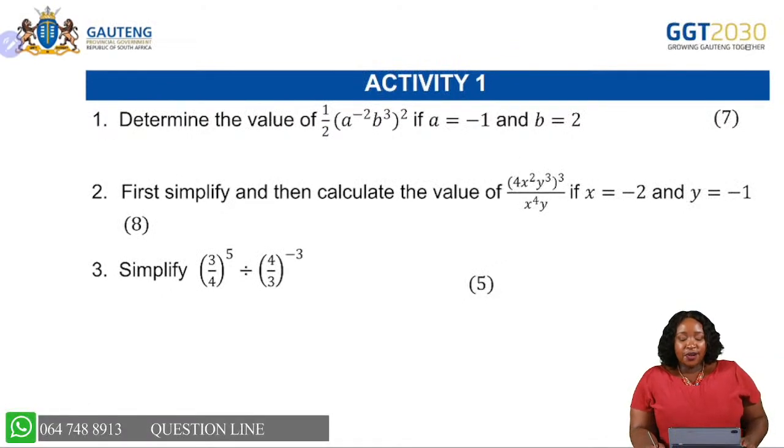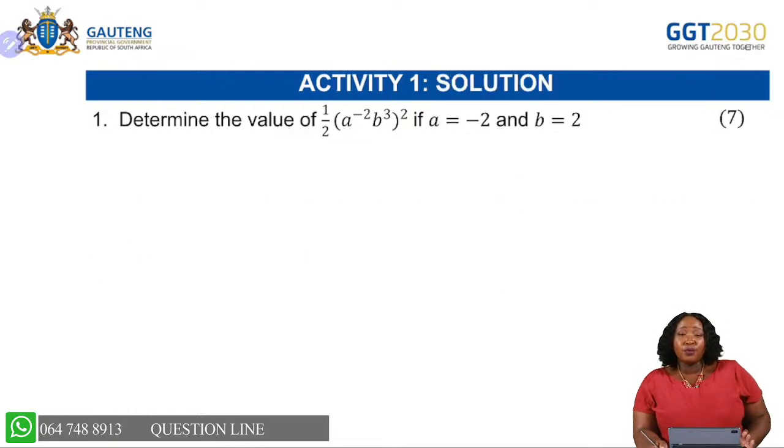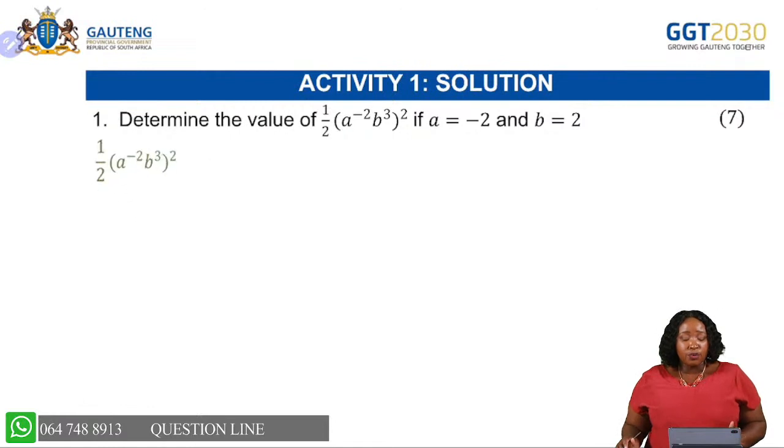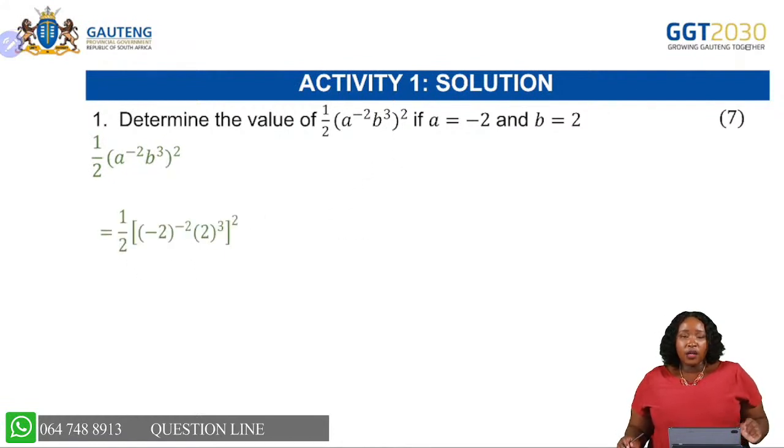Welcome back, class. So, number 1 already has 7 marks. I hope you've accumulated as many of those marks as possible, okay? Now, the first thing when we work with substitution, we write down our expression. So, it's a half multiplied by a to the negative 2 times b to the power of 3, all of that squared, okay? Now, this is what we are working with, right? We are told that a is equal to negative 2 and b is equal to 2. So this means that where we see a, we must substitute negative 2, and where we see b, we must substitute positive 2, all right?